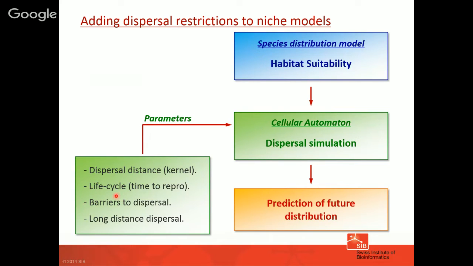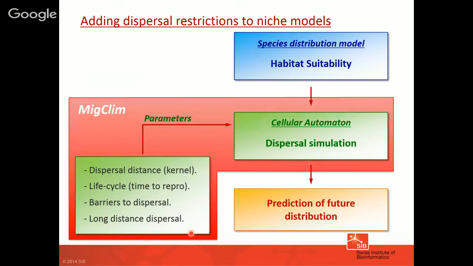Landscape fragmentation and barriers to dispersal. And maybe also sometimes you can have random dispersal events that are non-standard, so at a longer distance and happening a bit randomly. This part of dispersal in between the niche modeling and the final distribution is exactly what MIGCLIM does and what it was designed for.